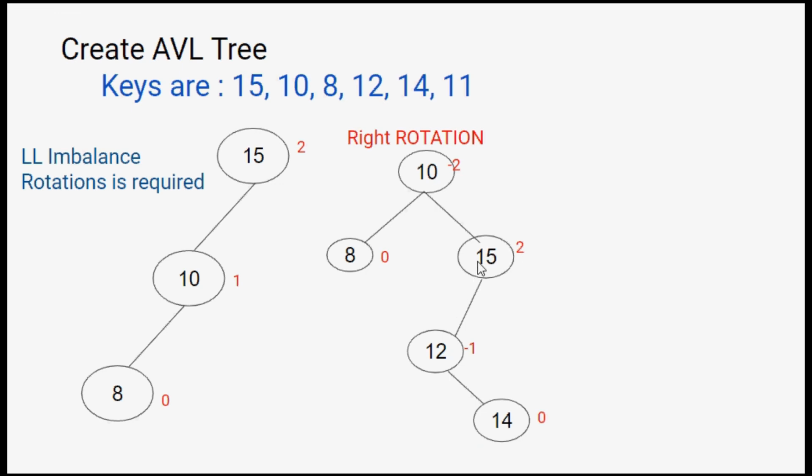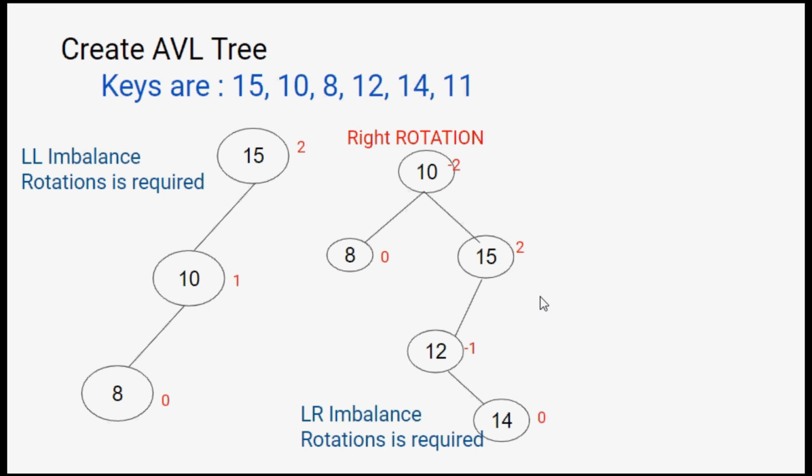When you look at the imbalance factor, the balance factor is 2, so that means it is not having a balance factor among minus 1, 0 or 1, so this is creating imbalance. Why is this creating imbalance? Because I have inserted a node on the left and then right, so this is LR imbalance. Left and then right, so we need to perform two-step rotations for that.